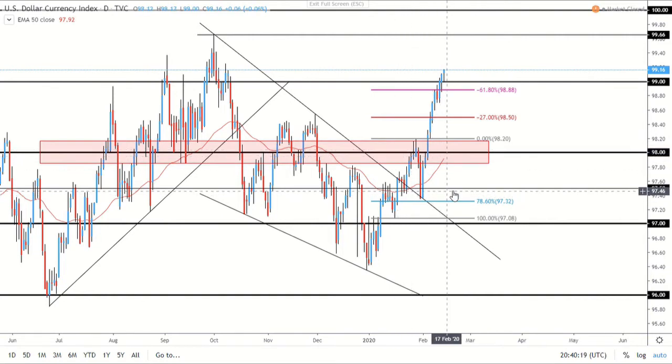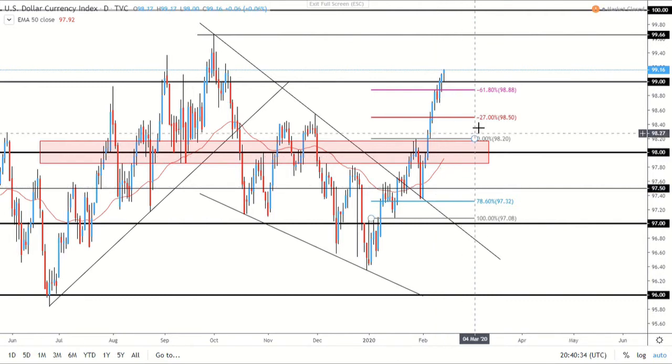You can see how we reversed off this 78.6% Fibonacci. And of course, that's what we're looking for: we're looking for these extensions of retracements. When we break and make a new high or new low, we look for that retracement and then hopefully take the position off of that for a nice swing trade.